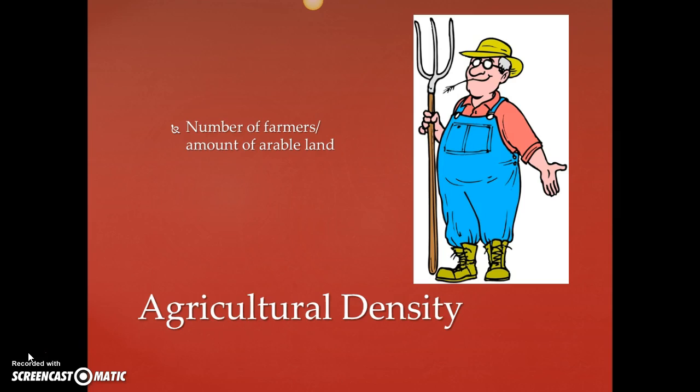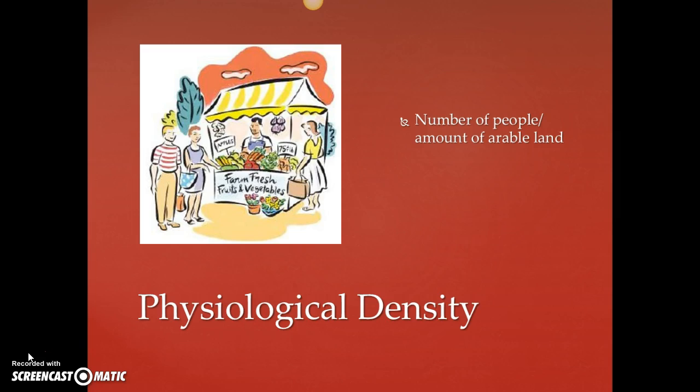Okay, so agricultural density is the number of farmers divided by the amount of arable land. The way that I like to remember this one is to think that the whole thing is about farmers, and farmers are engaged in agriculture. So, number of farmers divided by the amount of land that could be farmed. It gives us a sense of how self-supporting, or maybe not self-supporting, a given population or a given territory might be.